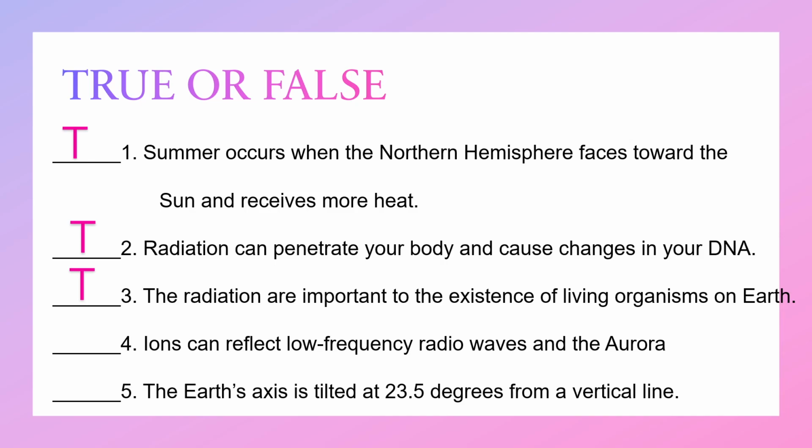Number 4, ions can reflect low frequency radio waves and the aurora. Okay, ions or ionosphere can reflect low frequency radio waves and the aurora. True or false? Yes, that is true. Number 5, the Earth's axis is tilted at 23.5 degrees from a vertical line. True or false? Yes, that is true. Okay, the Earth's axis is tilted at 23.5 degrees.